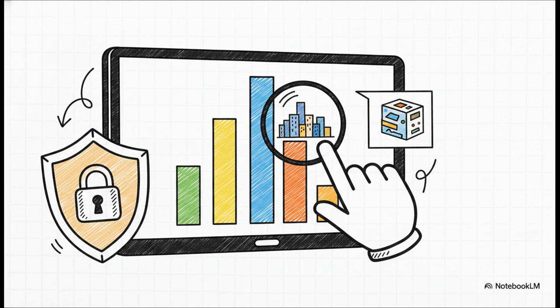And thanks to robust data-level security, the system makes sure a manager in Region A can only see the data they're actually authorized to view.